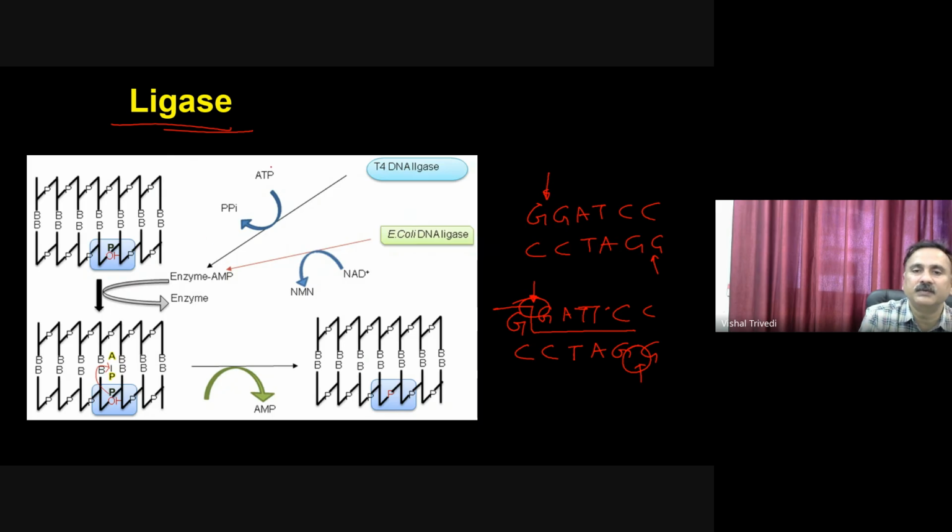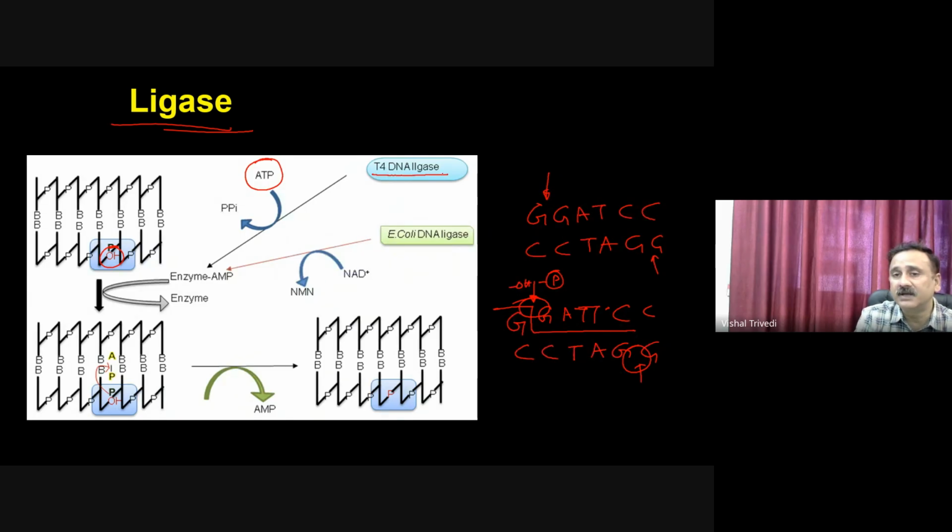So it is going to take up the ATP, right? It is going to bring these gaps together. So on one side you are going to have the OH, on the other side you are going to have the phosphate, right? What it is doing is just bringing them together so that a phosphodiester linkage is formed between these two molecules, and that's how it becomes a complete double stranded DNA.